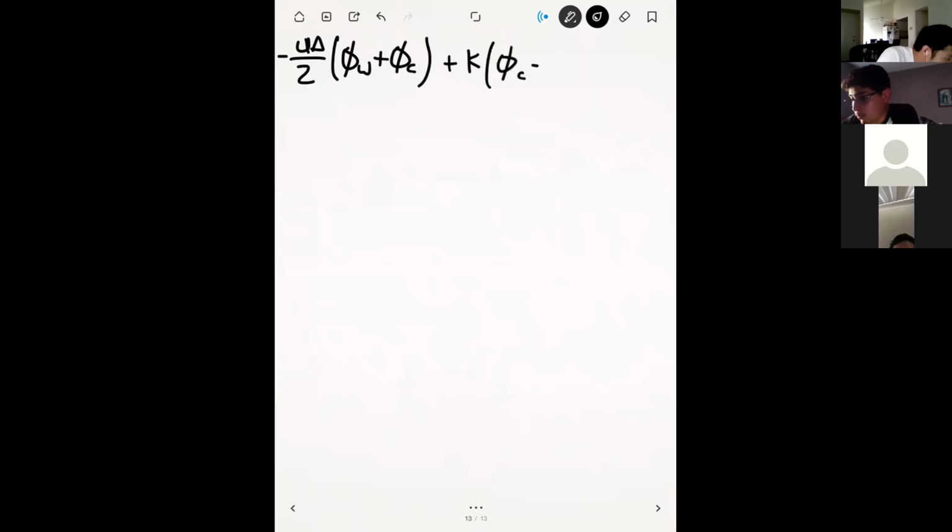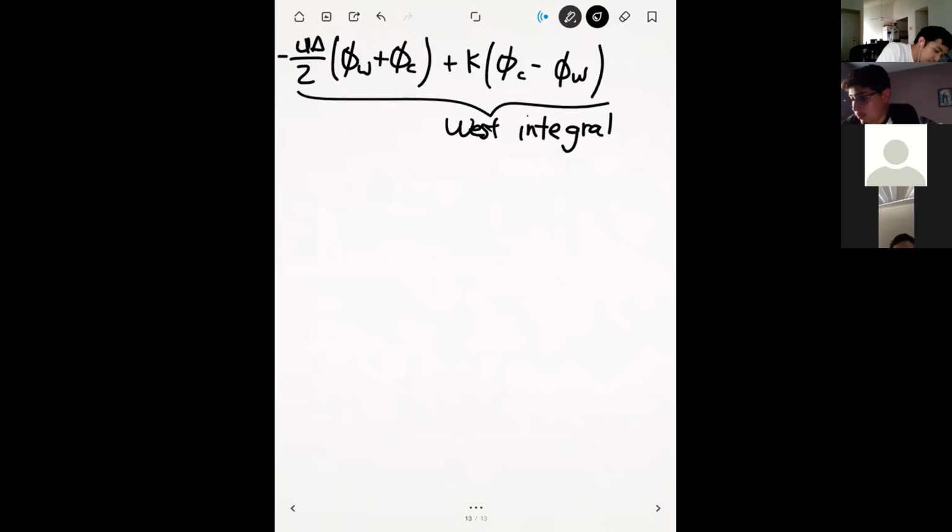Okay, so now let's do the west and the north integrals. On the west, we have the following expressions: minus u delta divided by 2 times phi sub w plus phi sub c, plus k times phi sub c minus phi sub w. So this is the west integral, which we've kept exactly the same.